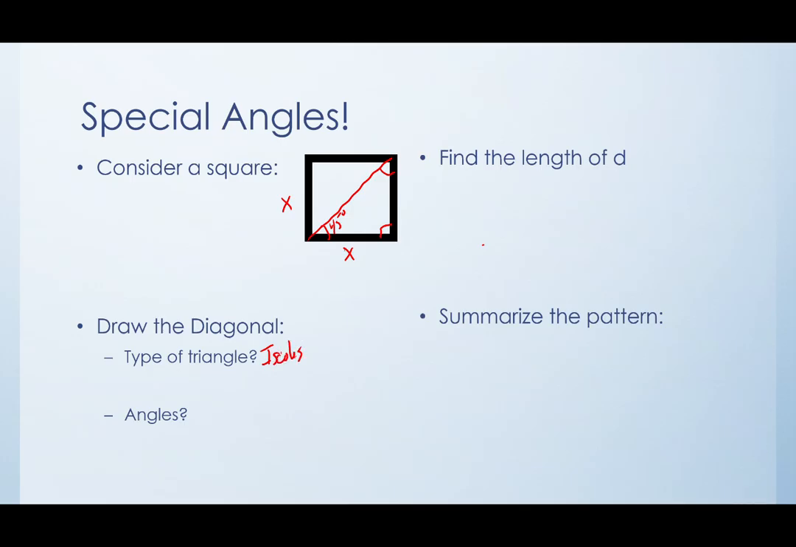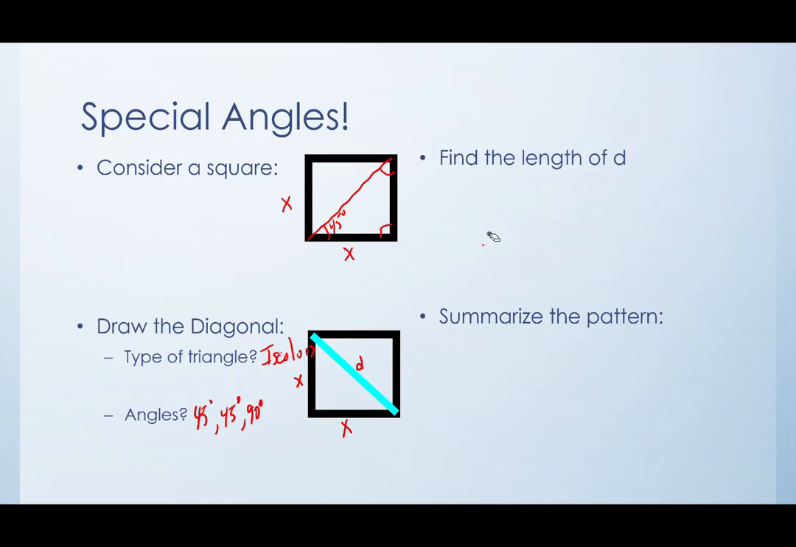Okay, so we'll say isosceles triangle, and the angles are two 45-degree angles, of course, and a 90-degree angle. All right, so that's what we've got right there. So the question is, what is the length of the diagonal d? So we've got x on both sides, all sides. We want to find the diagonal.